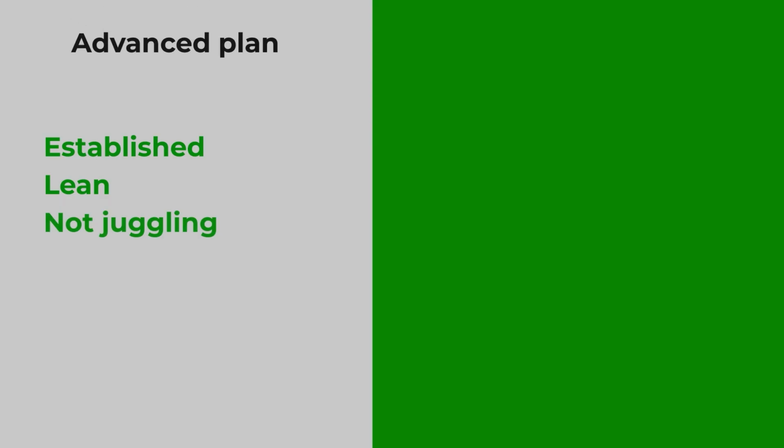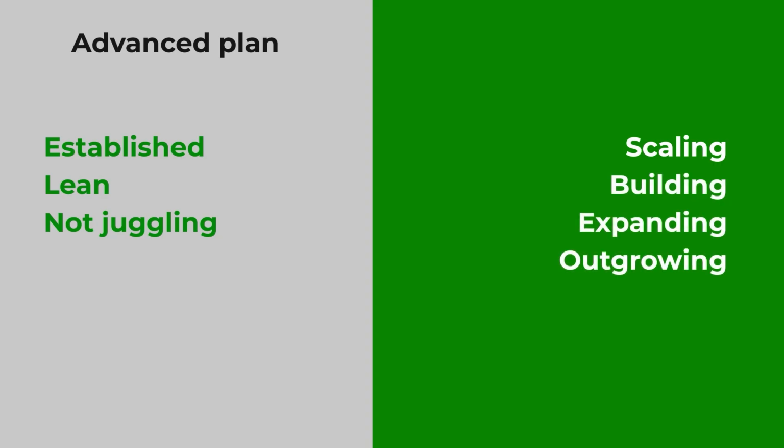So here's my honest answer. If your store is established, your team is lean, and you're not juggling multiple storefronts or complex integrations, the Advanced plan is genuinely the right call. You get solid performance, predictable pricing, and no unnecessary overhead. But if you're scaling fast, building out a team, expanding globally, or your tech needs are outgrowing what apps alone can do, the Plus plan is the only one that makes sense.